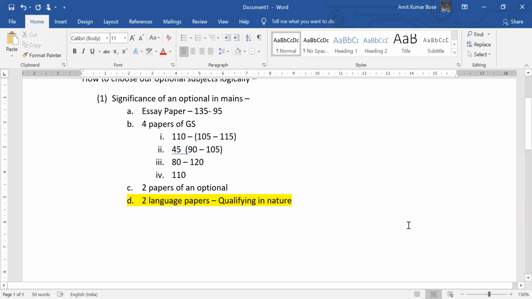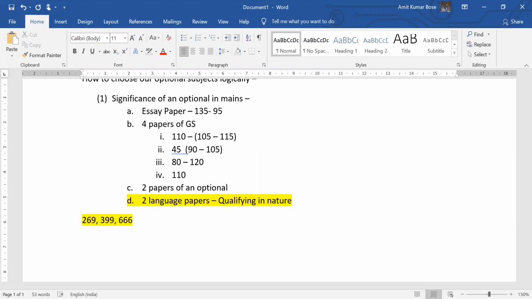For example, I'm giving you an example of 2013. The 2013 batch, some of my juniors in that batch got selected. 3 people whom I knew: the 269th ranker, the 399th ranker, and the 666th ranker. I know these three, right? I'm going to discuss the difference in their marks. The difference in the marks of the 269th ranker and the 399th ranker.